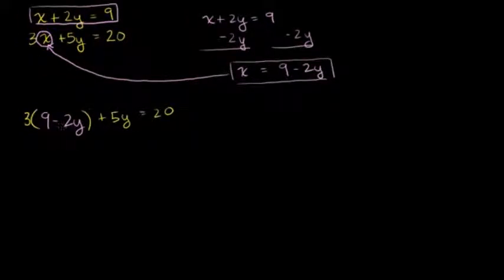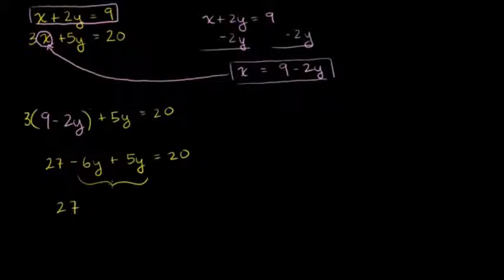And the reason why that's useful is now I have one equation with one unknown, and I can solve for y. So let's do that. 3 times 9 is 27. 3 times negative 2 is negative 6y plus 5y is equal to 20. Add the negative 6y plus the 5y. Add those two terms. You have 27 minus y is equal to 20. Let's subtract 27 from both sides.